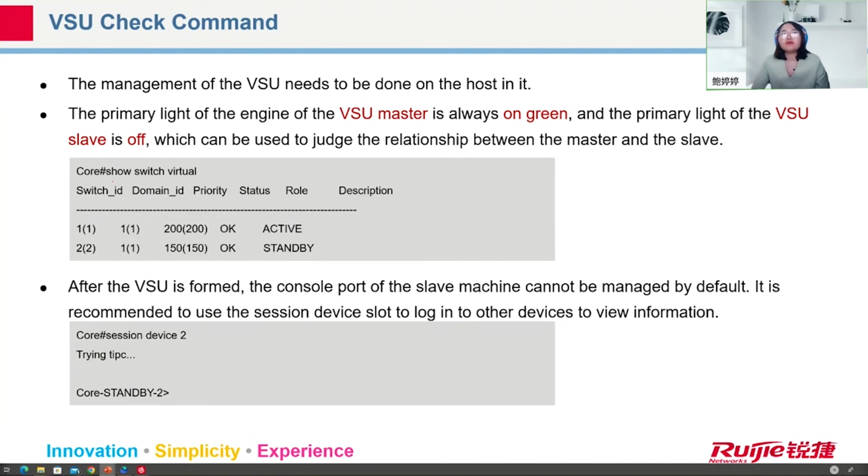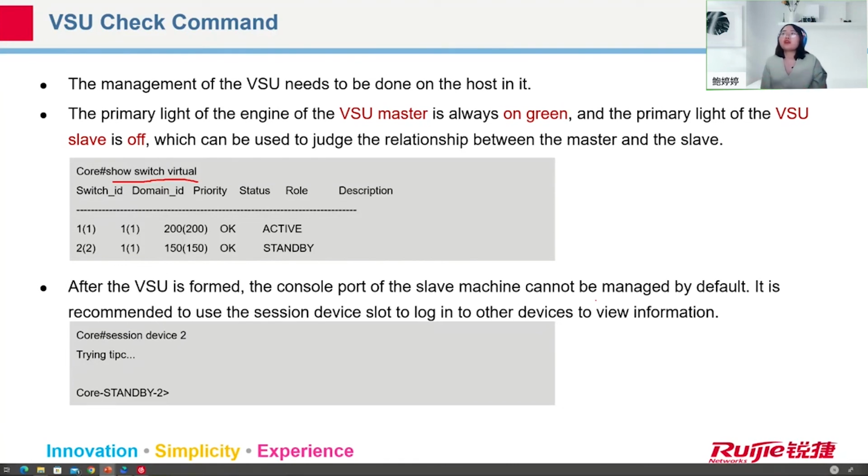And then you can use the command show switch virtual. You can see the switch ID, domain ID, what's the priority, now the status and the role. Okay, active or standby. And after the VSU is formed, by default, the console port of slave machine cannot be managed. So you have to connect with the master, the active devices.